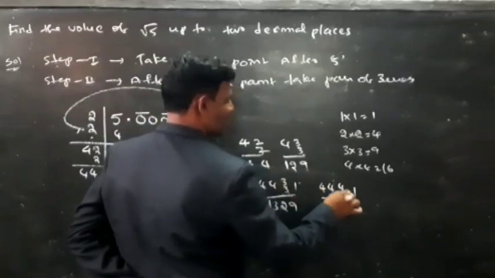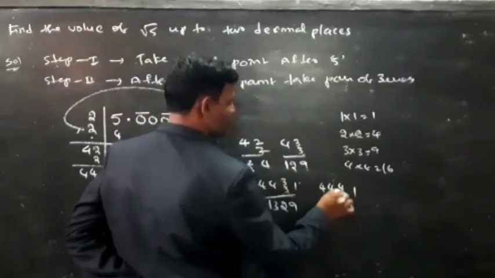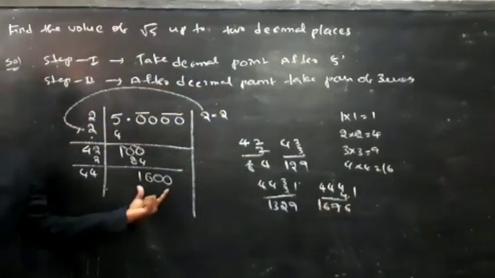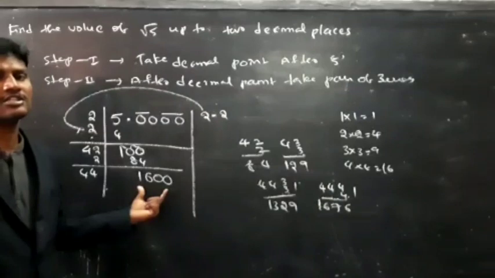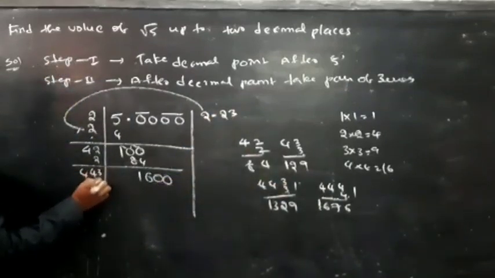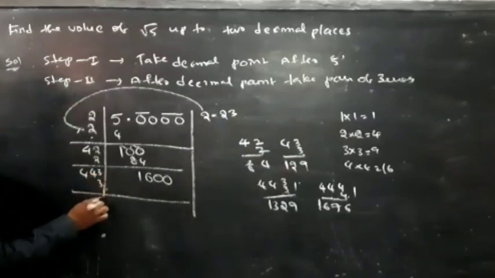4 fours are 16. 4 fours are 16 plus 1, 17. 4 fours are 16. 1676. So more than 1600. More than 1600. So better to take 3. So 3 here and 3 downside. 3 plus 3, 6.